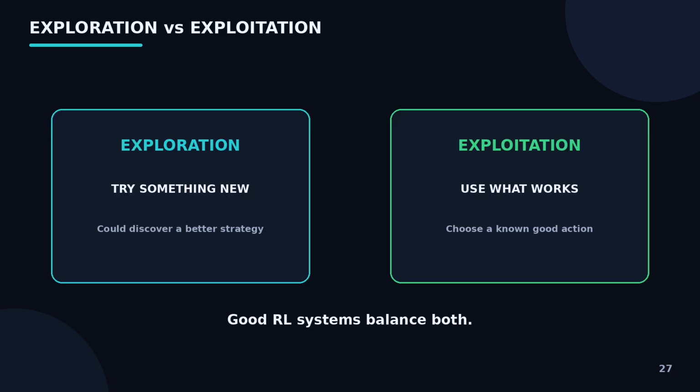Another fundamental reinforcement learning concept is the exploration versus exploitation problem. Exploration means trying actions we don't know much about. Maybe they could produce a better result. Exploitation means using an action that we already know works well. If an agent only exploits, it may never discover a better strategy. If it explores too much, it may waste time taking bad actions. A good reinforcement learning system needs to balance these two.